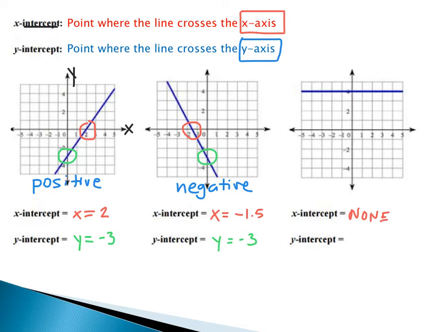So if we look at that point, this would be at y equals 4. So it is possible to have no intercept at all. Is it possible for a line to have no intercept, no x and y-intercept? That's not possible. Okay, it has to cross at least one of the axes, if not both.